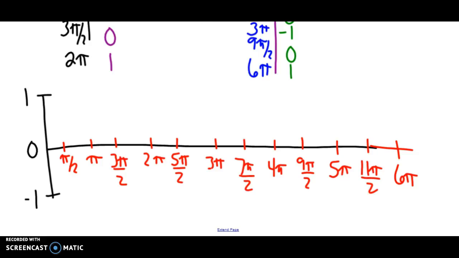Okay, so my f of x, I'm going to do in black. Actually, I'll choose to do it in purple. Okay, f of x. So that was a normal cosine graph. So 0, 1, 0, negative 1, 0, 1, and I'll just keep going. You'll see that the period is the same, so it's just going to repeat itself every time.